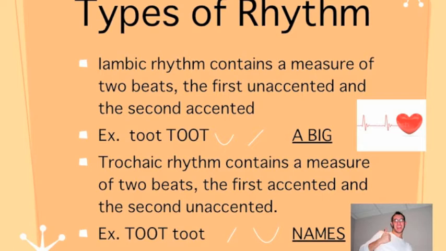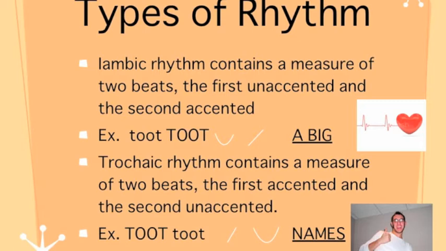Trochaic is the opposite. The first beat this time is accented and the second is unaccented. Toot toot, we have stressed, unstressed marks, and names is going to be the way that hopefully you'll remember this. I have a nice picture of myself there giving the thumbs up. My name is Tyler. Stress on the first syllable, unstress on the second. Most names in English follow this pattern. Bradley, Ryan, Becca, Michael, Kyle.